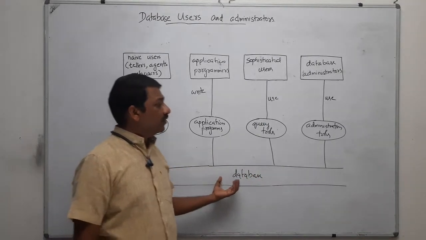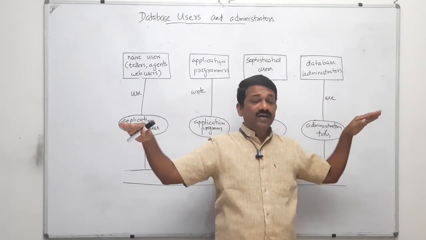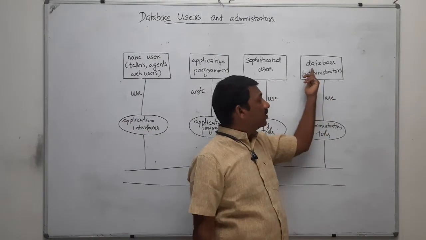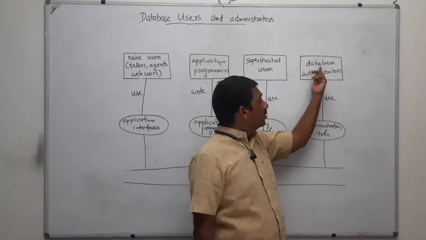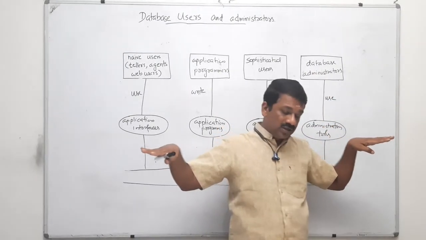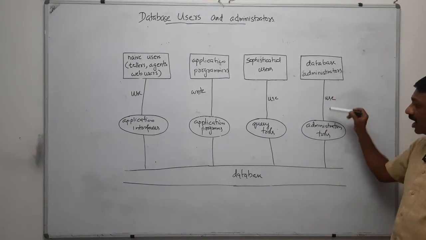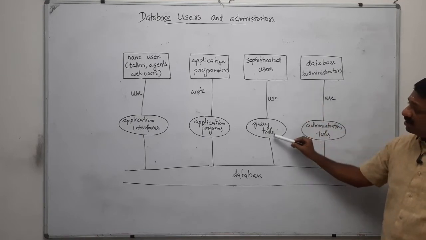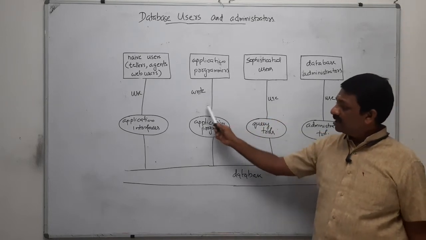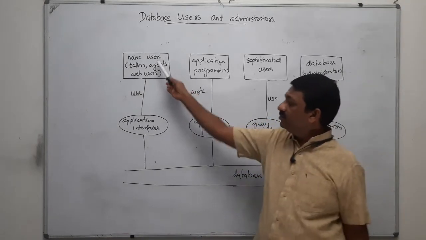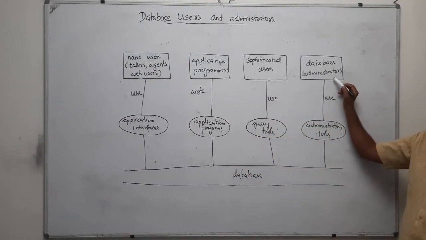Finally, another top level administrator of the database is the database administrator, or DBA, database analyst or something like that. He or she is in the top level management of the software company, and their responsibility is to administer this. That means these people are creating databases, application programmers are writing code, and naive users are using your application.